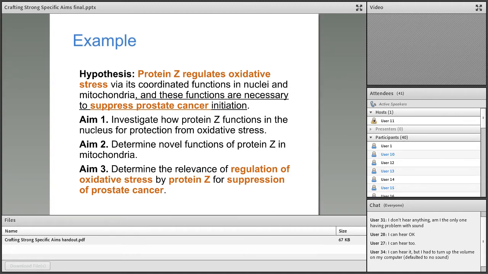So in this version, and this is the way the PI wrote it, I altered it for the previous slides, the hypothesis has a second part, that these functions are necessary to suppress prostate cancer initiation. So the role of aim 3 is now clear. The project framework is thus more cohesive. So if you have an aim that isn't encompassed by the scope of the central hypothesis or objective, then look at either broadening the hypothesis or objective or dropping that aim.